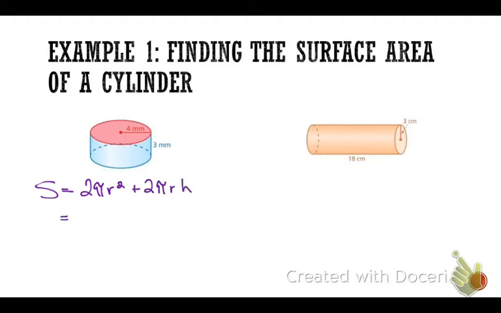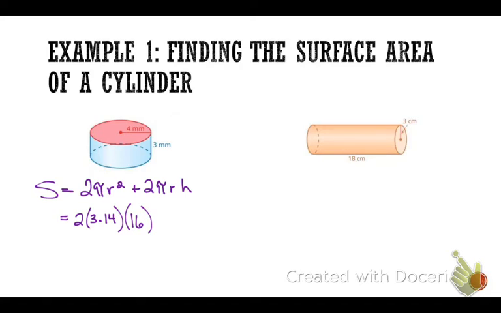2 pi, 2 times 3.14. Now we have to be careful that we are looking at the value for the radius. What is the value for the radius on this cylinder? 4. Yeah, 4 millimeters. So what happens when I plug it in here? What's 4 squared? 16. So everybody understand why I plugged in 16? Okay? You could absolutely do 4 to the second power, or you could just write 16.